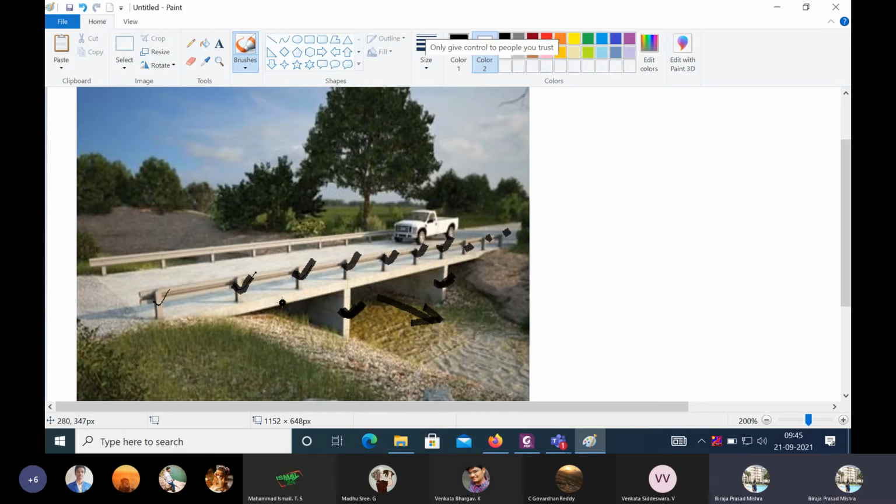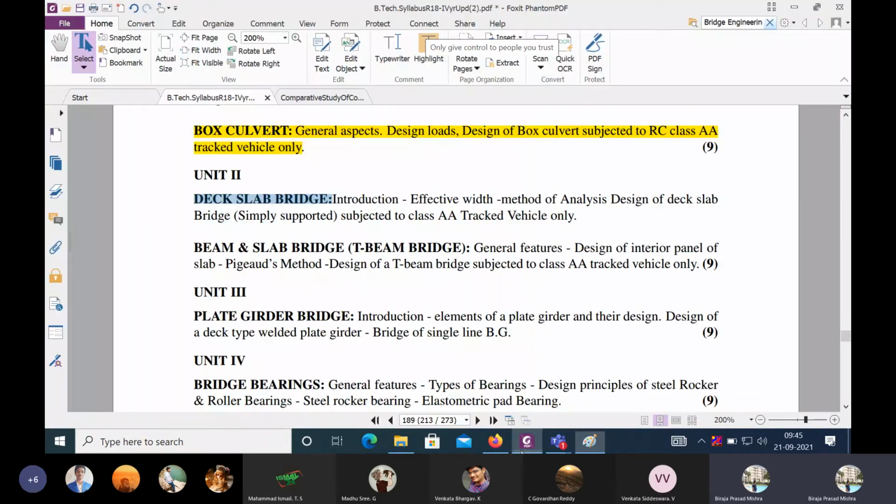Now this is not a box culvert. This is a minor bridge deck, or minor deck slab bridge. Please remember, you need to distinguish between a box culvert, a deck slab bridge, and a railway bridge, all those things you can see here. Deck slab bridge, then we have the beam slab, or T-beam bridge.